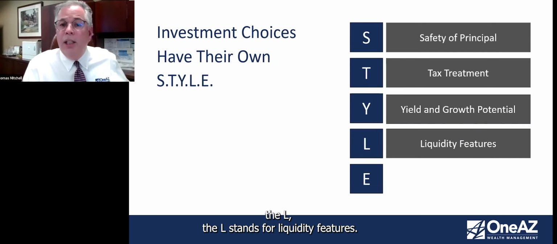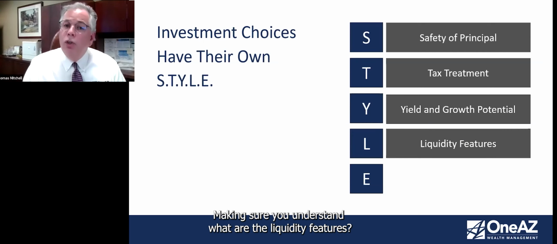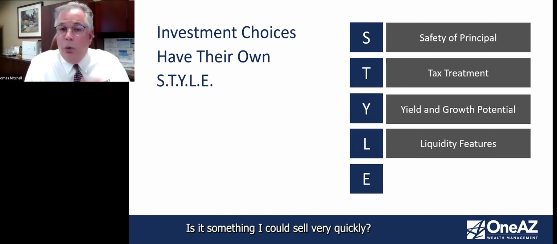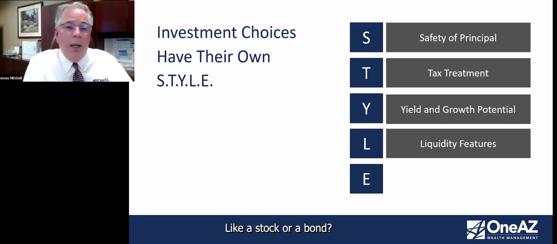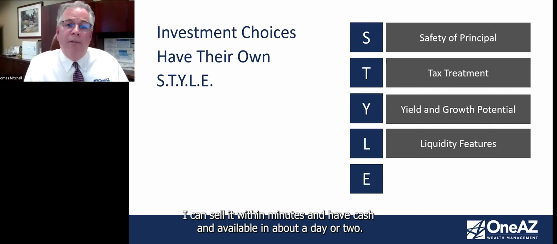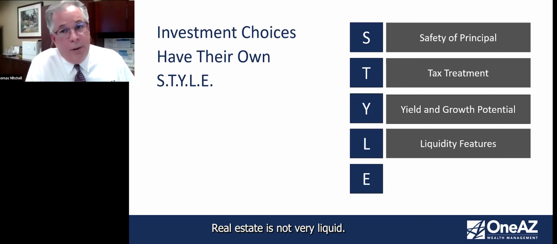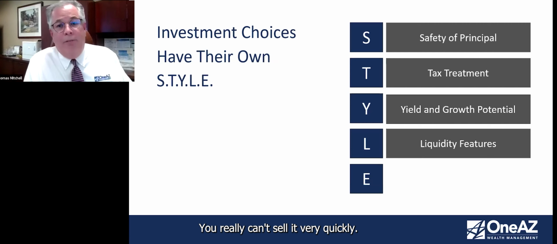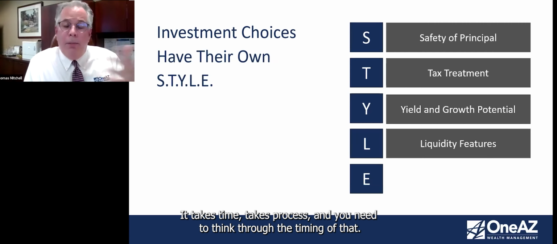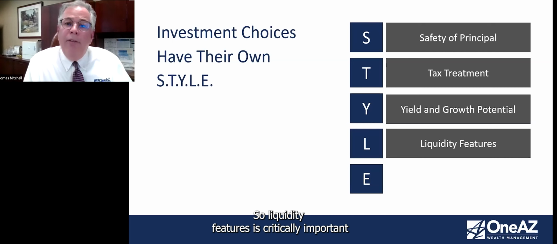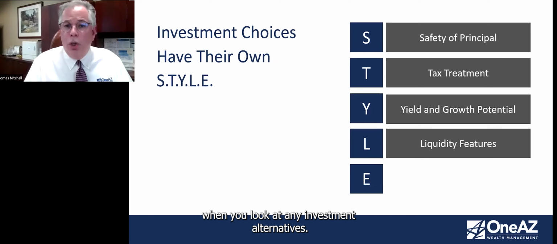The L stands for liquidity features. Making sure you understand what the liquidity features are. Is it something I could sell very quickly, like a stock or a bond? I can sell it within minutes and have cash available in about a day or two. Or is it a piece of real estate, for example? Real estate is not very liquid. You usually can't sell it very quickly. It takes time, takes process, and you need to think through the timing of that. So liquidity features is critically important when you look at any investment alternatives.